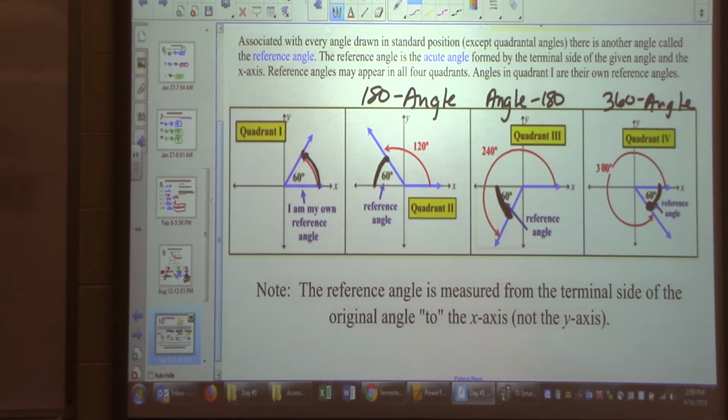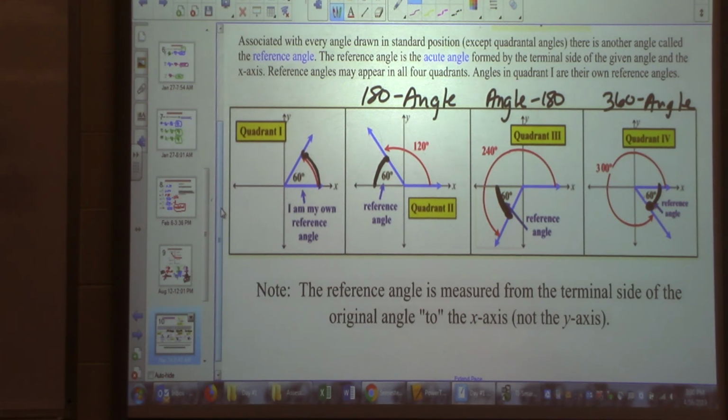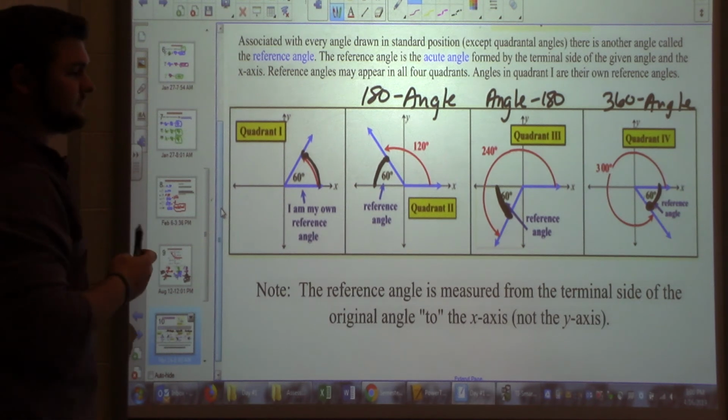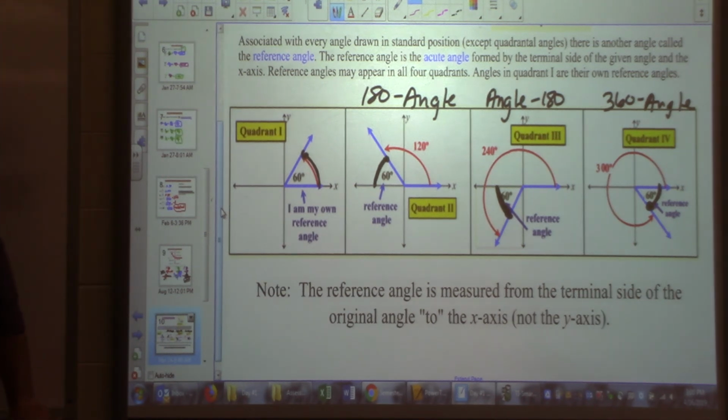Luke, when I'm looking for a reference angle, it's from the terminal side to what axis? X-axis. The x-axis, thank you. The nearest x-axis, right? Not the next one forward, not the next one back. The nearest x-axis. Any questions?